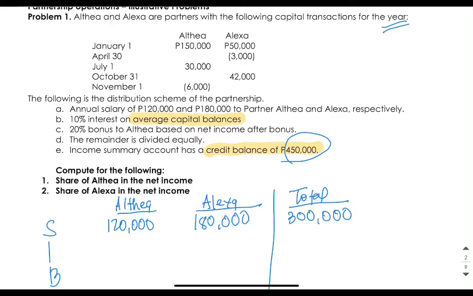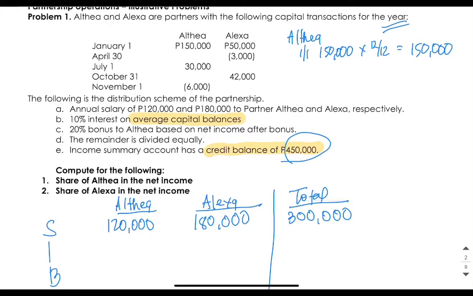Okay, so to compute the average capital balance for Althea, we have for January 1, 150,000. Multiply this by 12 over 12. The numerator will be the period that this 150,000 is outstanding up to December 31. And of course the denominator of 12 pertains to the number of months in an entire year. So that's 12 over 12. So basically, of course, this is 150,000.